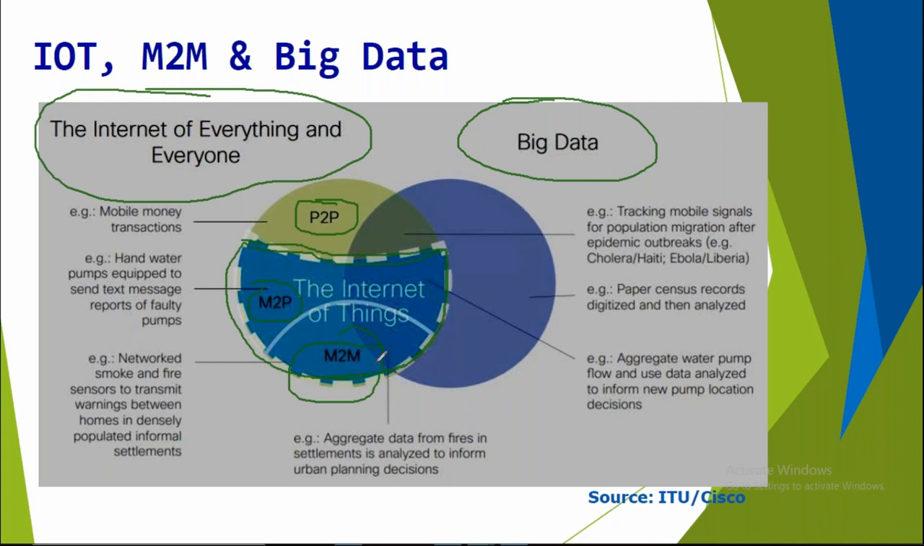And here is big data, where data is involved and aggregated. Here also big data is tracking mobile signals for population migration. And here paper census records are digitized and then analyzed. And here aggregate water pump data, like the Internet of everything and everyone, big data. So one can understand the interoperability from this diagram.